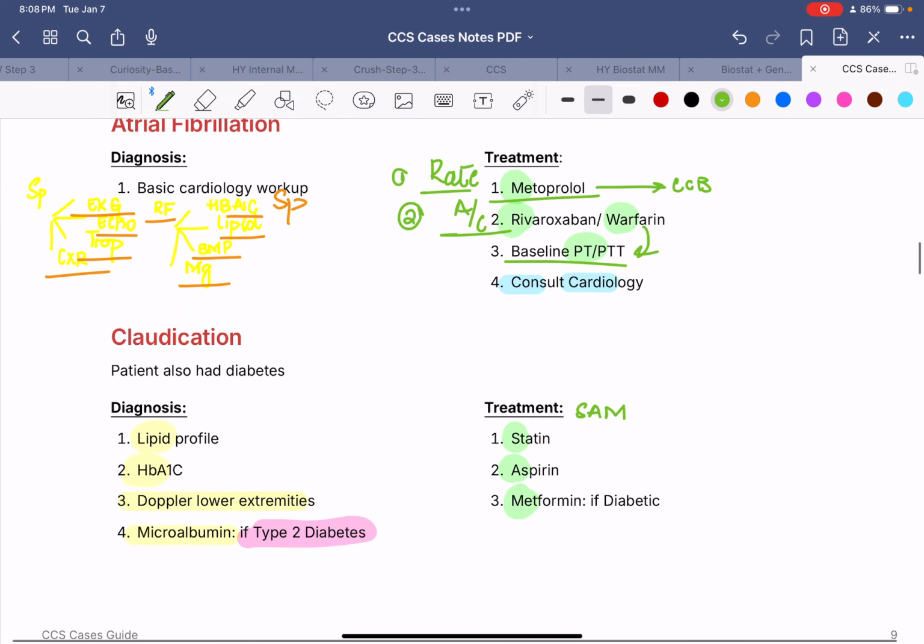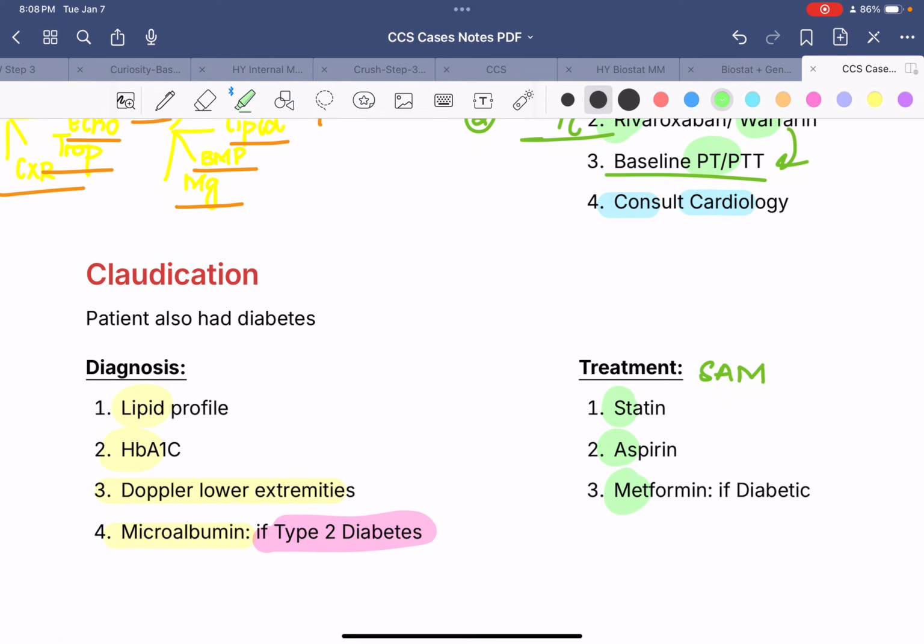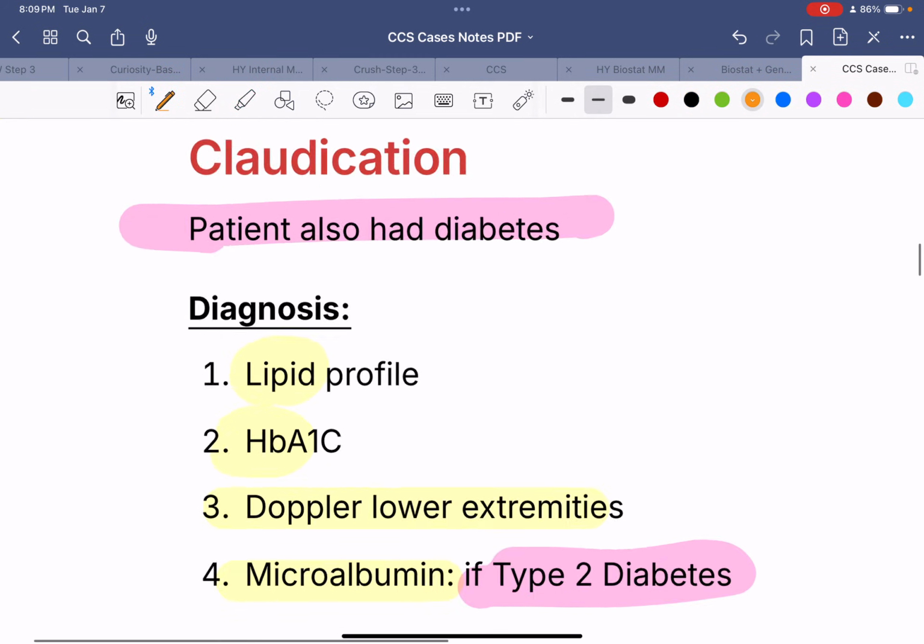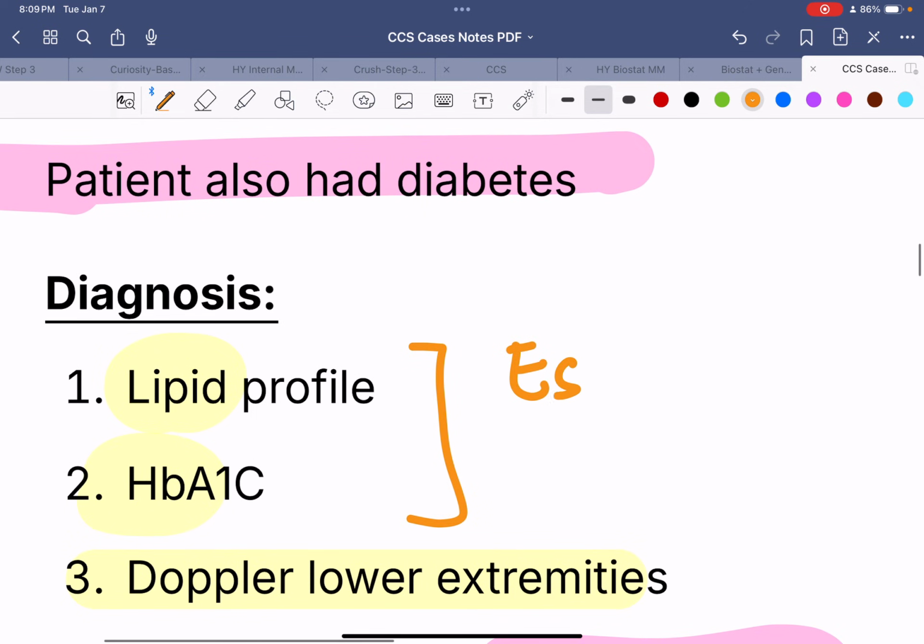Then we have claudication. So suppose the patient has claudication, and along with claudication, the patient also has diabetes. So in the diagnosis, the things that you need to do specifically, again, like we have done for all the cardiovascular cases up until now, the goal of the investigations is to establish the risk factors that the patient has. What were the risk factors? Now this is not a cardiac thing, right?